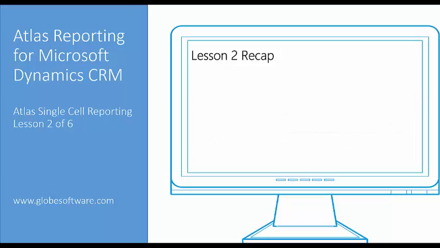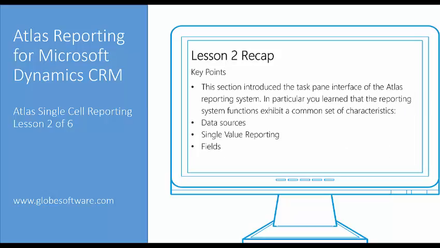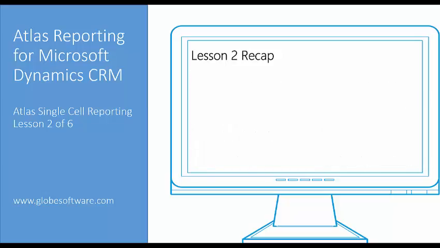Key points. This section introduced the task pane interface of the Atlas reporting system. In particular, you learned that reporting system functions exhibit a common set of characteristics. These are data sources, single value reporting, and fields. All reporting functions are designed using the task pane interface. The following was also learned.